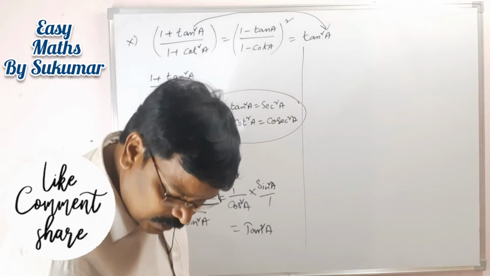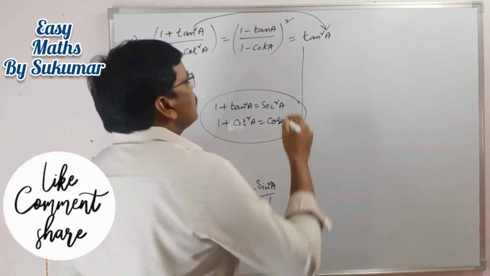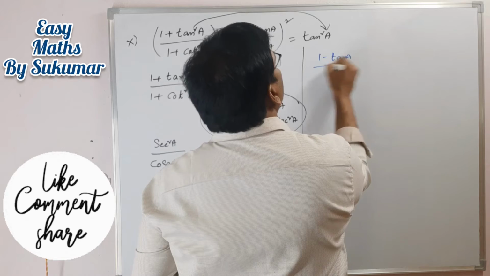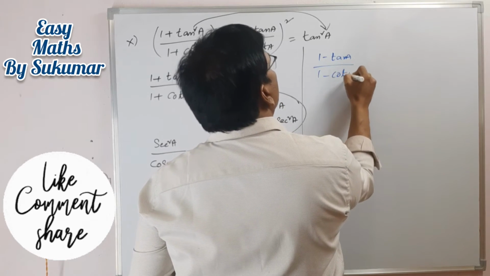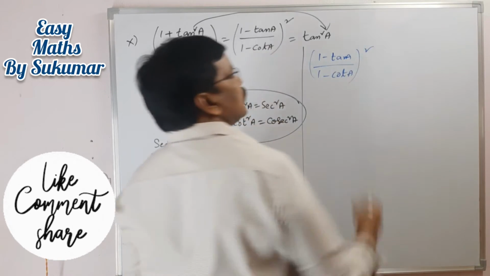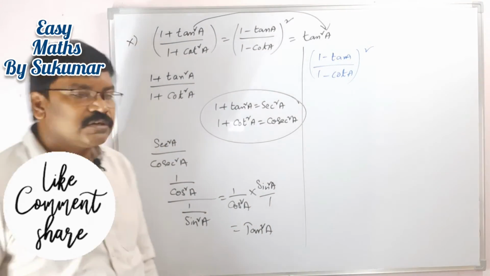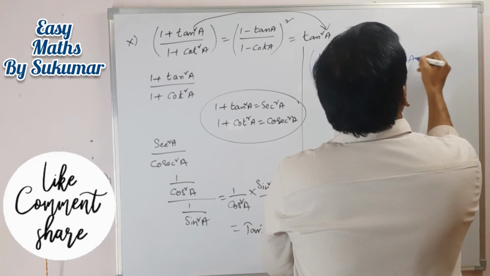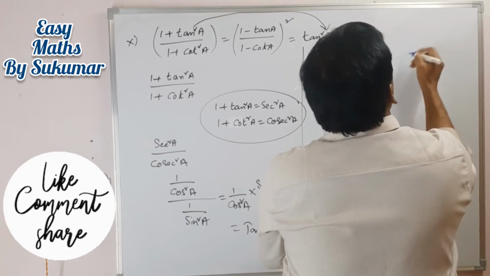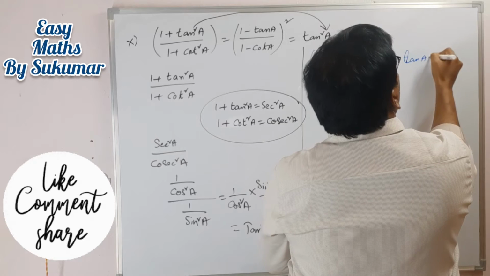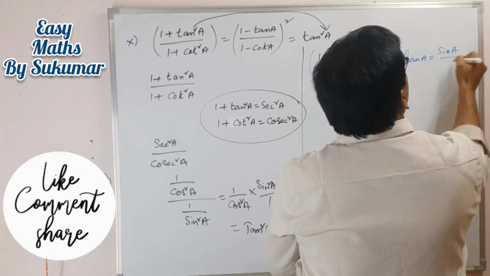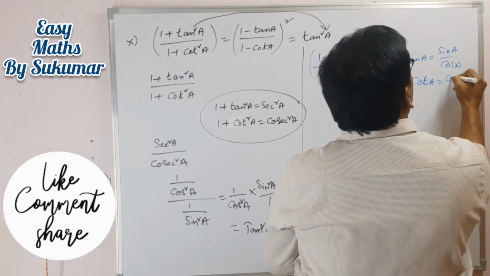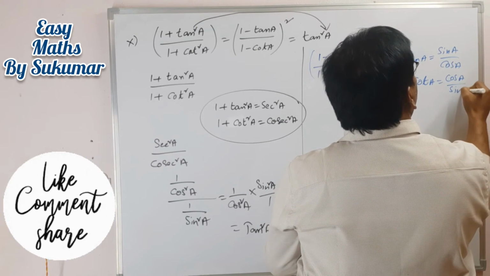Right. Take the middle one now here. So, what is the middle one? 1 minus tan a by 1 minus cot a whole square. Right. So, let us take again: tan a means sin a by cos a, and cot a means cos a by sin a.